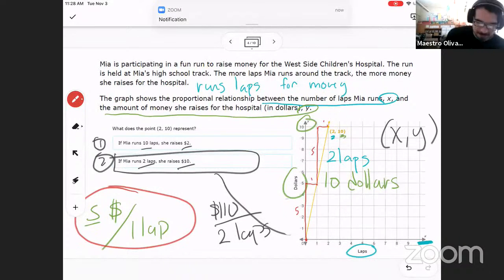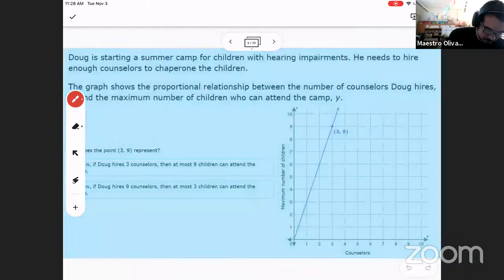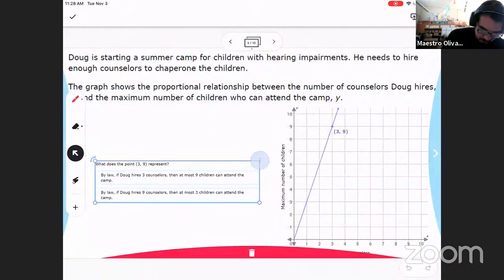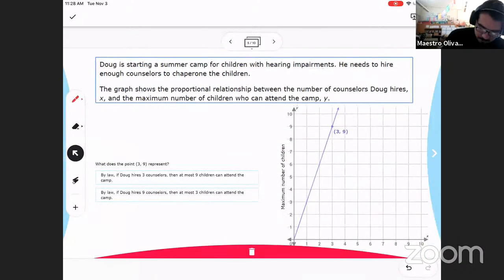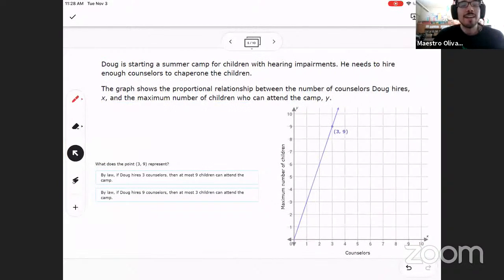Okay, next one. Doug is starting a summer camp for children with hearing impairments. He needs to hire enough counselors to chaperone the children.